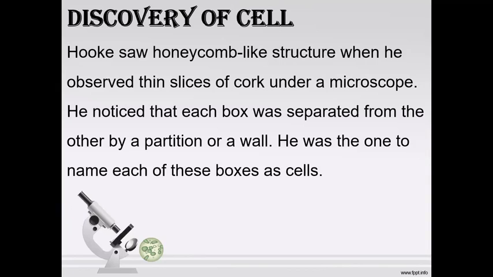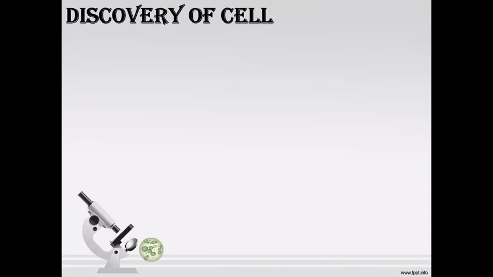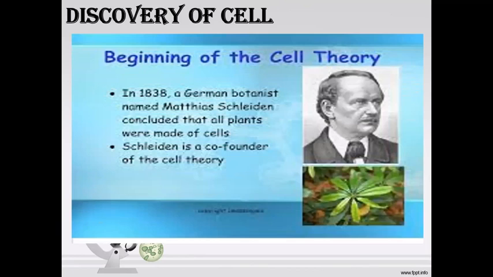Hooke named them cell for each box or compartment. The boxes or cells in the cork that Robert Hooke observed were actually dead cells. Scientists could study cells of living organisms only when improved microscopes with high magnification were invented, approximately 150 years after Robert Hooke first observed the cells under his own self-made microscope.